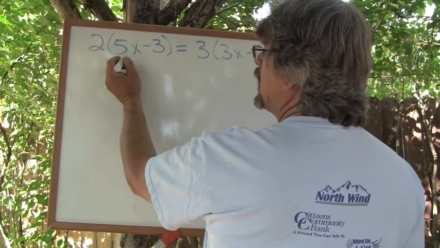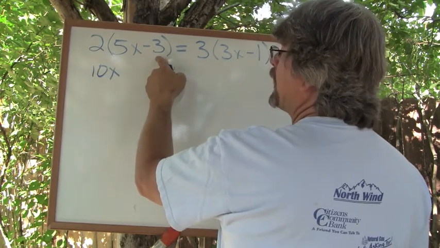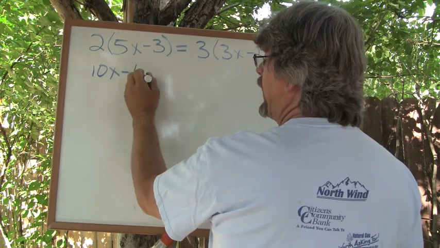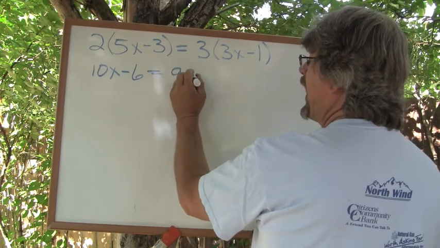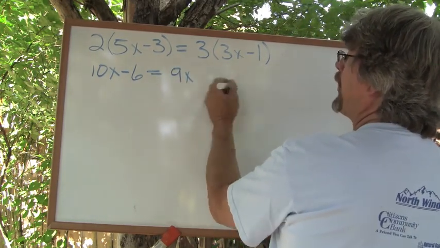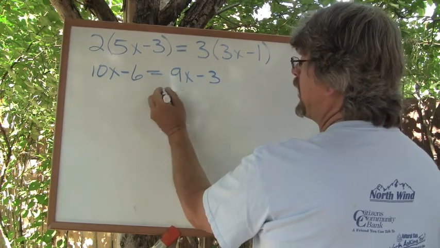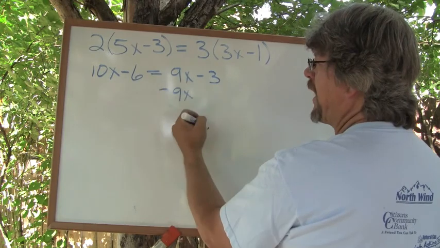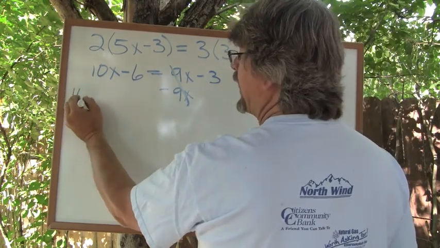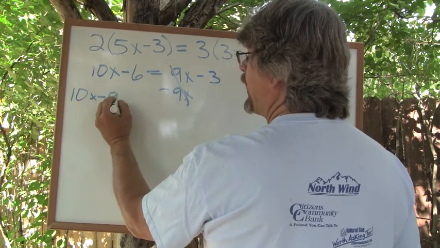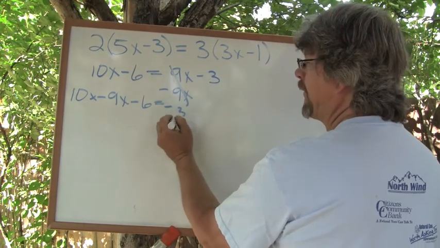So 2 times 5x is 10x. 2 times -3 is -6. Equals 3 times 3x is 9x. 3 times -1 is -3. Now we subtract x from here. We want to subtract 9x from here. That will cancel it. What we do to this side, we do to this side. So 10x minus 9x minus 6 equals -3.